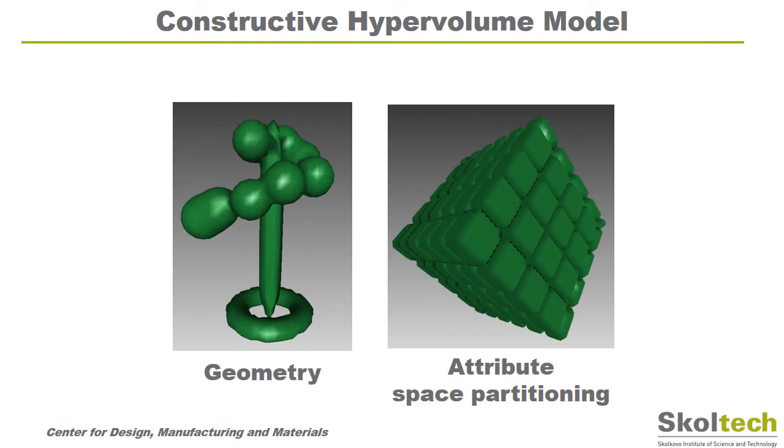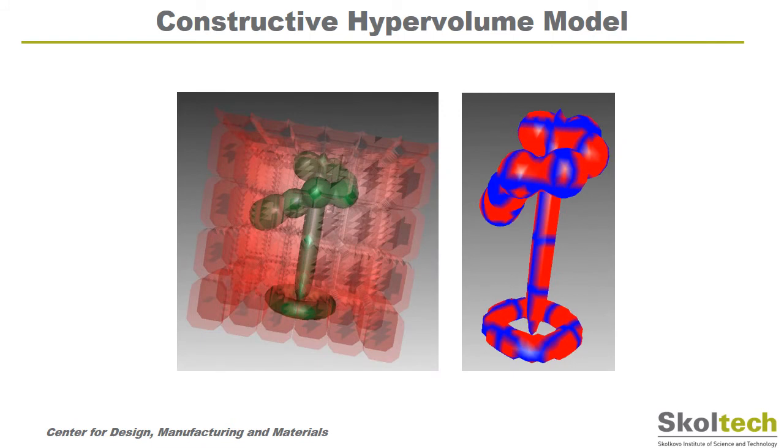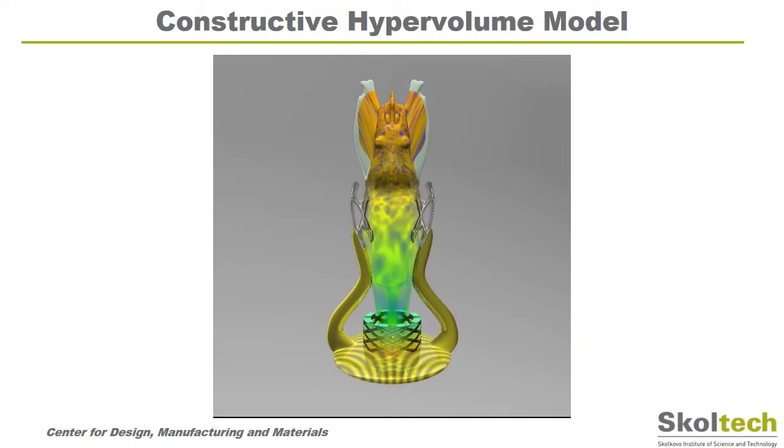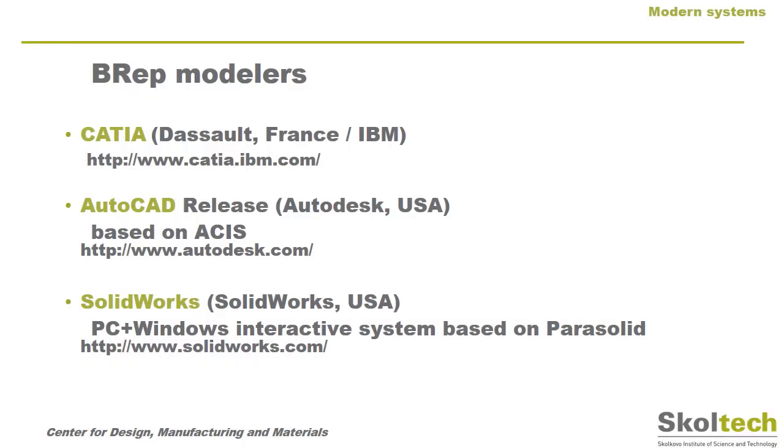The left image shows the geometry, the right image shows the attribute space partitioning. By combining these two parts, we can obtain a complex heterogeneous object with a different distribution of materials or properties inside. This is another example of a heterogeneous object built using the constructive hypervolume model. In the next few slides, we provide a short list of earlier and modern CAD systems and kernels. This is FRep-based interactive modeling systems.